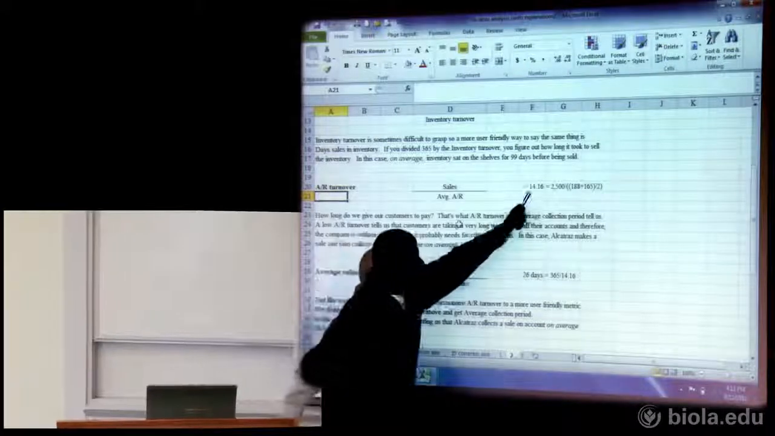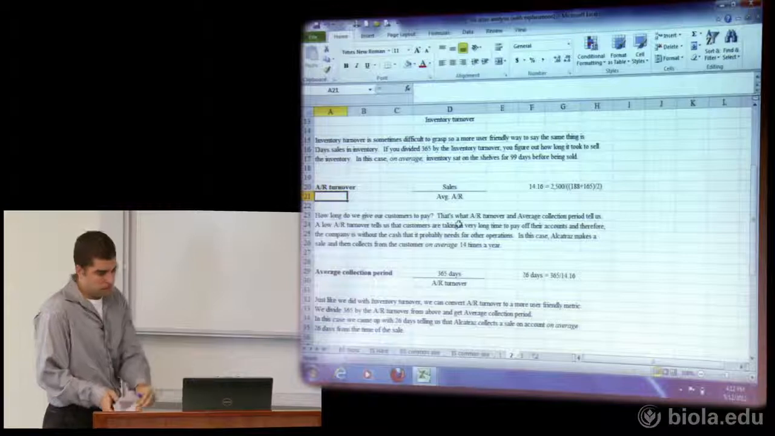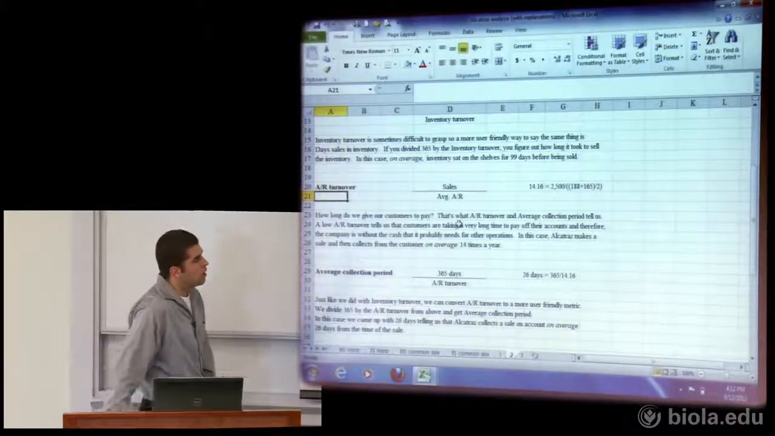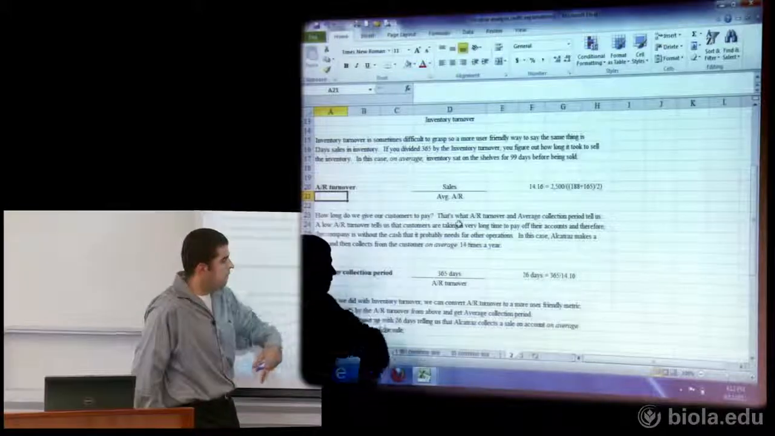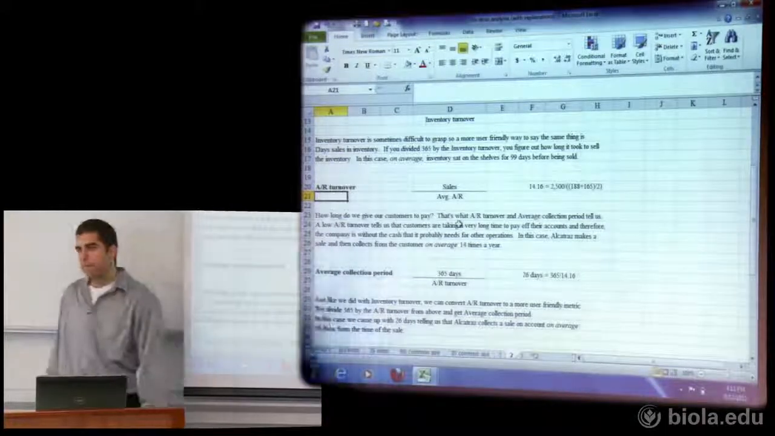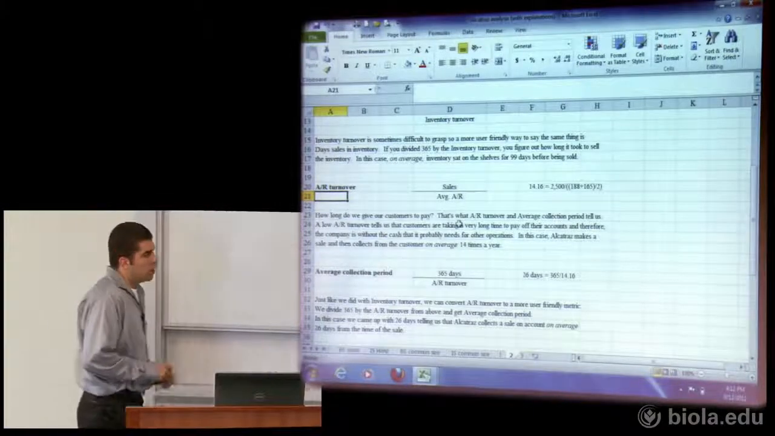So you had to calculate this first. We're taking the 14.16 and we would divide that into 365 days. Okay, 25.77 comes out to 26 days, which is the average amount of days it takes to turn accounts receivable into cash.